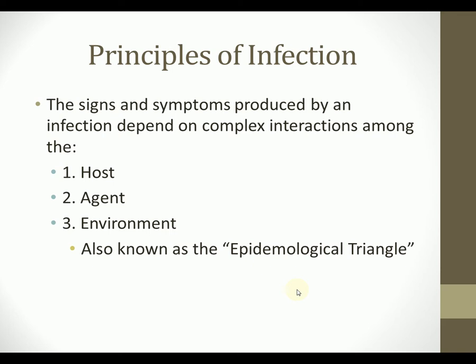So let's talk about the principles of infection. We all know the signs and symptoms produced by an infection have to do with the interactions among what we call the epidemiological triangle. This is covered on page 18 in your Peds book. If you don't have your Peds book, you need to pause me and go get it. It shows you a good picture on page 18 of the epidemiological triangle, labeled at each corner. We know that it would be labeled the host, the agent, and the environment.